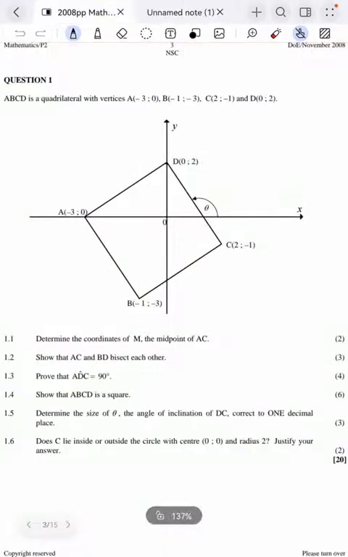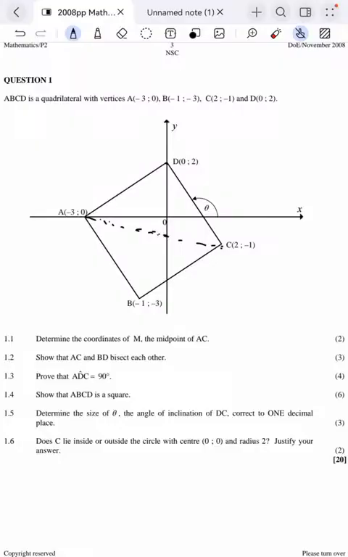If we come back here, the midpoint of AC, which is this line here, is going to be somewhere along here, which is negative and is negative, 100%.